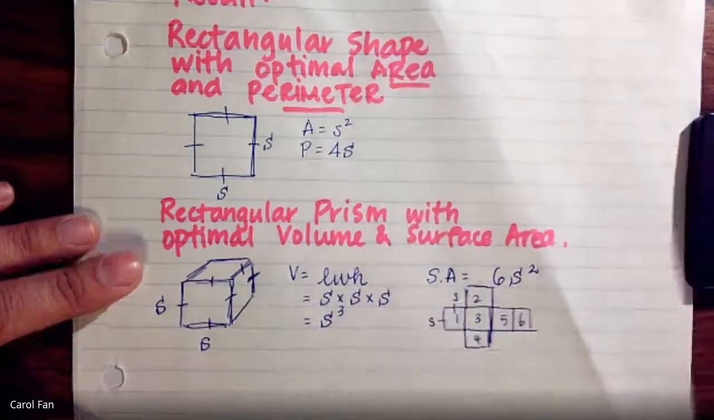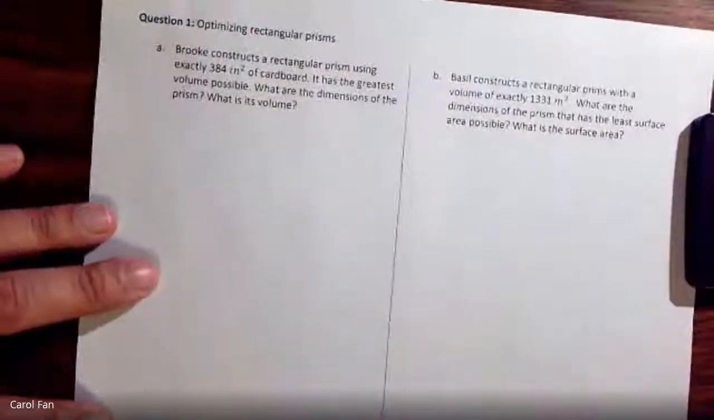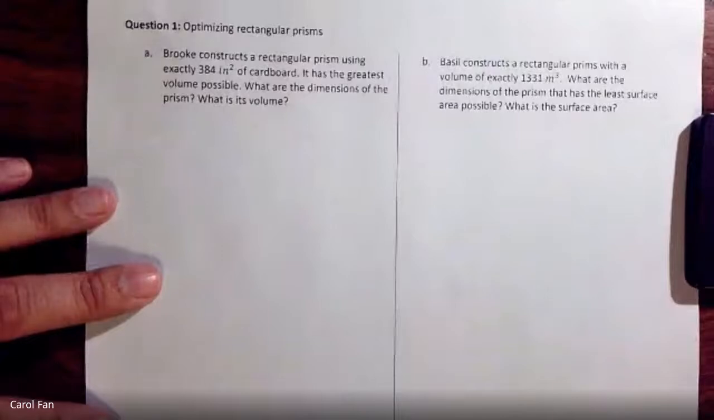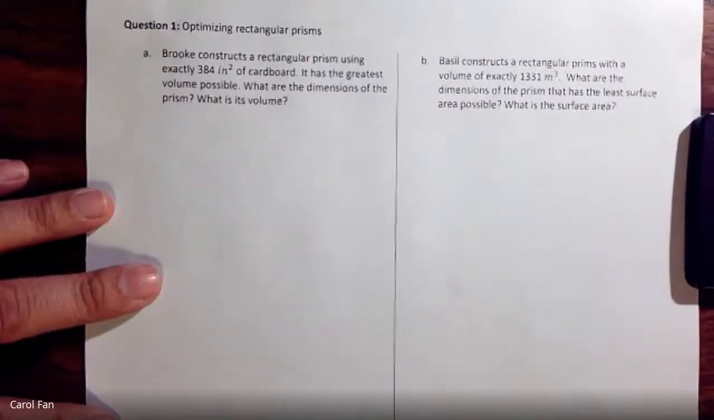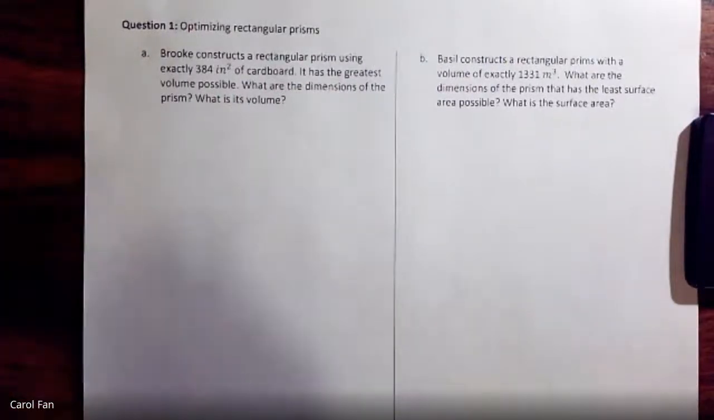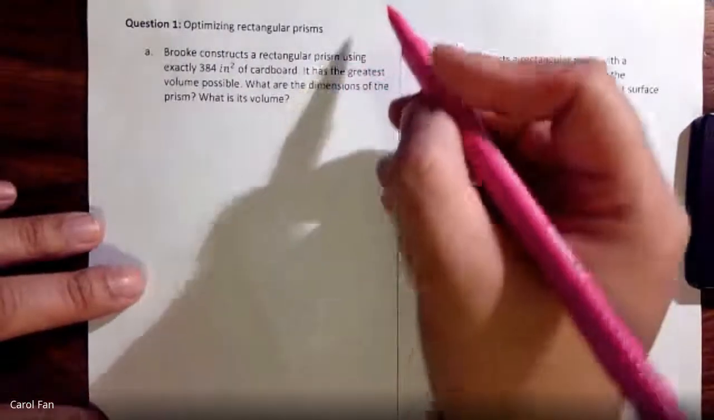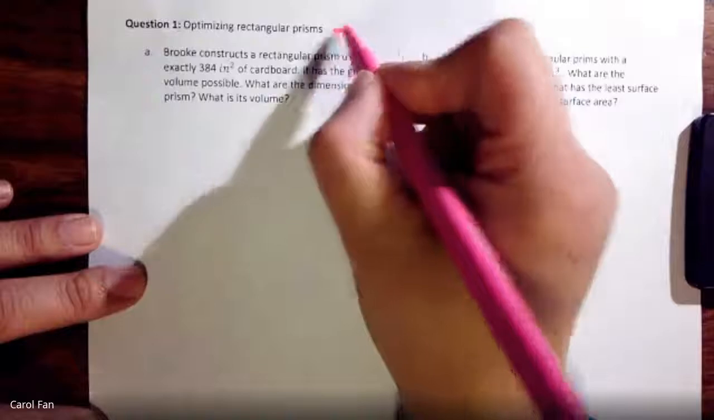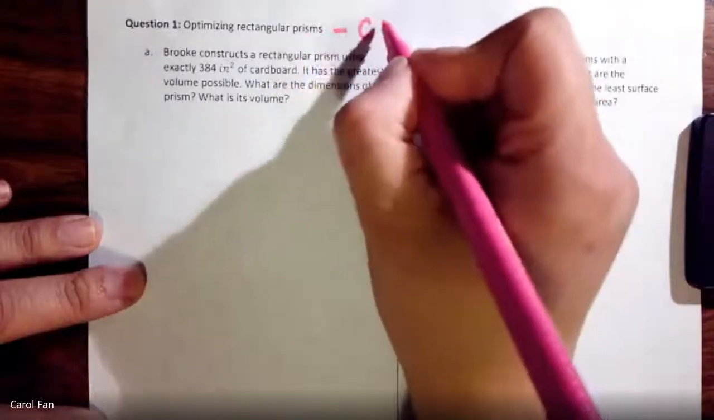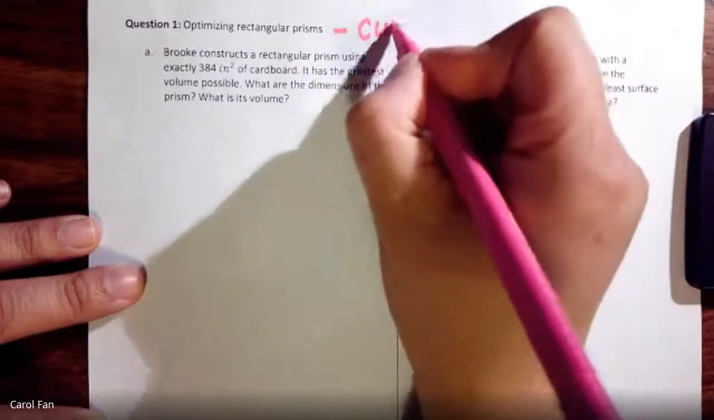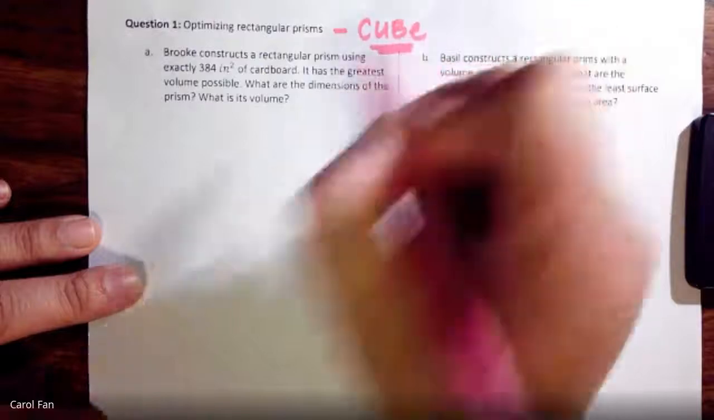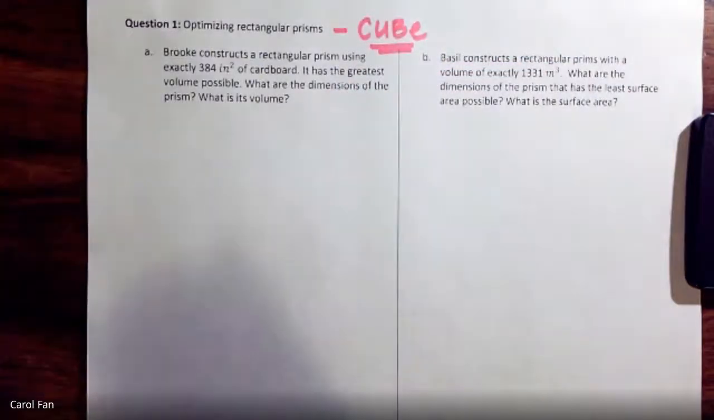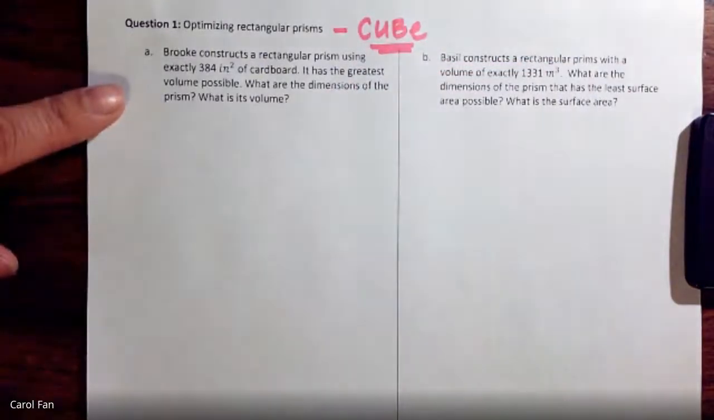Now let's go on to some of the questions. Our first example, we need to optimize rectangular prisms. So every time you hear optimizing a rectangular prism, if it's going to be a normal rectangular prism where all the sides are present, then we know we need a cube. So let's do our first one.